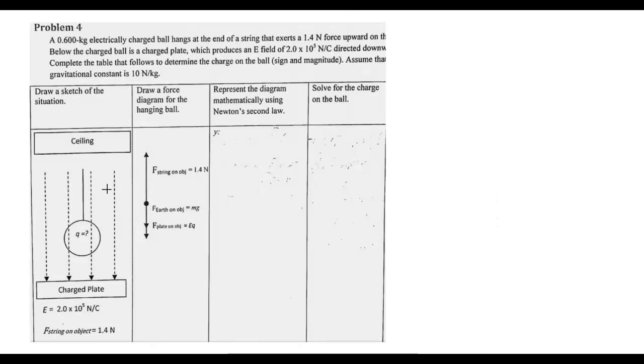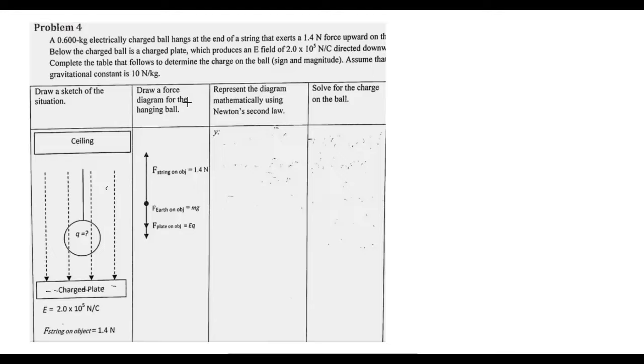All right, so we have here a ball hanging from a string. The ball has a mass of 0.6 kilograms and is electrically charged. The string from which it is hanging is exerting a 1.4 newton force upward on the ball. Apparently I cut out half this problem, no worries. Below the charged ball is a charged plate, which produces an E field. So here's our charged plate, and it's producing an E field that is pointing downward like this, which means the charge on this plate is actually negative, right? Because the E field is pointing down towards it.